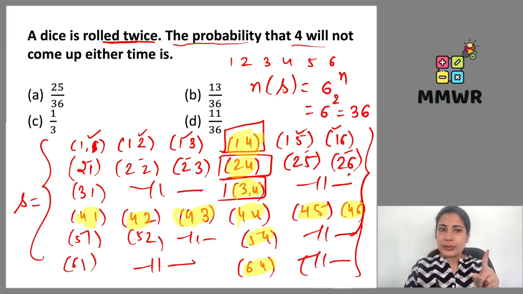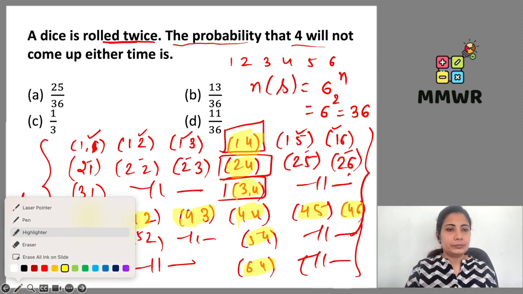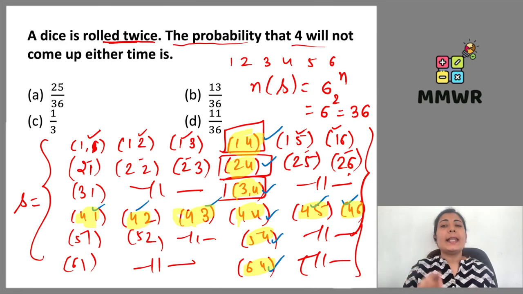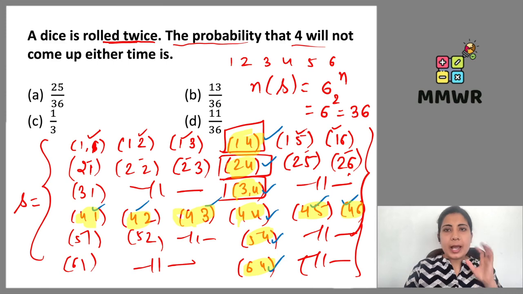Then 4 1, 4 2, 4 3, 4 4 has already been counted the first time. So 4 5 and 4 6. So 6 plus 5, total 11 possible ways are there. Let me show you here. Yes, 1, 2, 3, 4, 5, 6, 7, 8, 9, 10, 11. So out of 36, 11 of them are giving us 4. 4 इतने में आ रहा है.